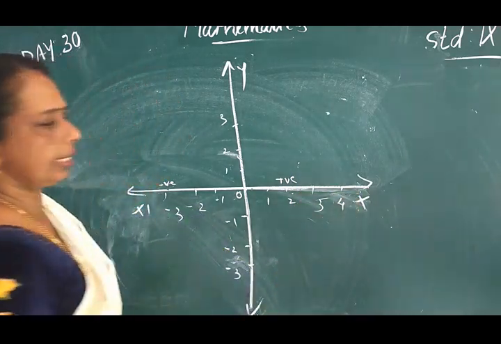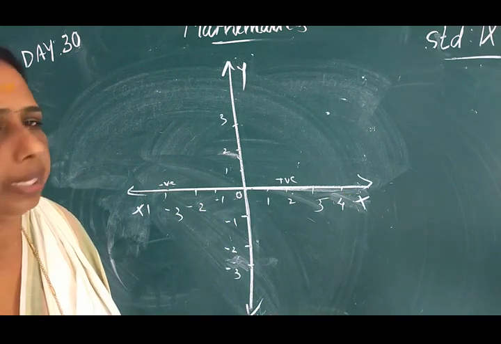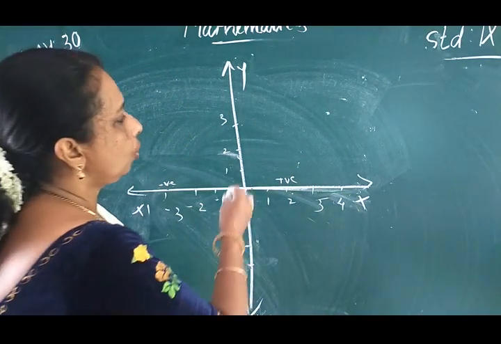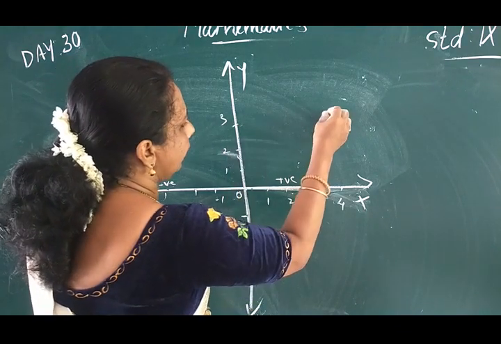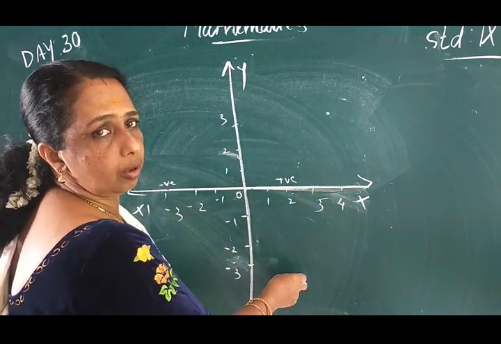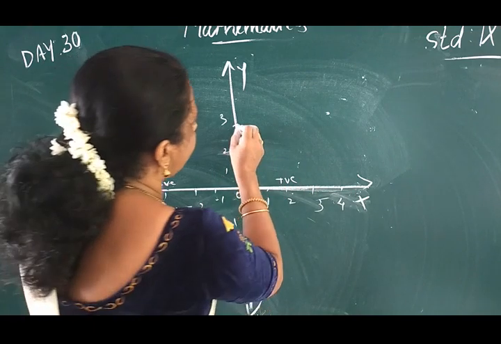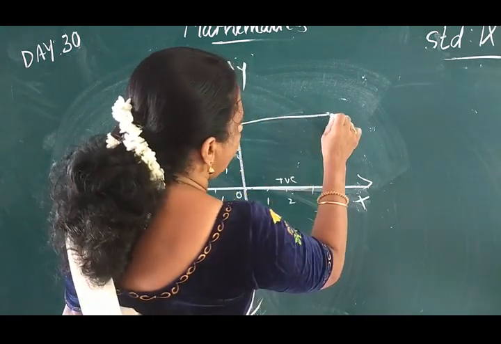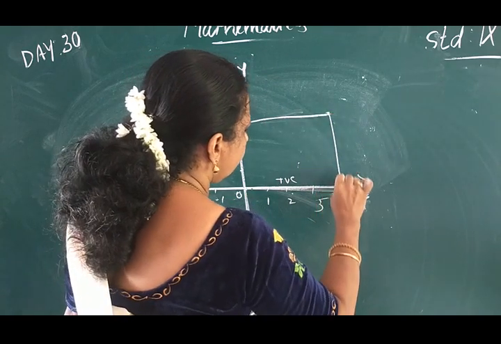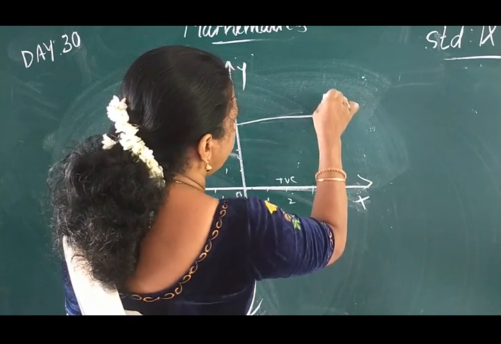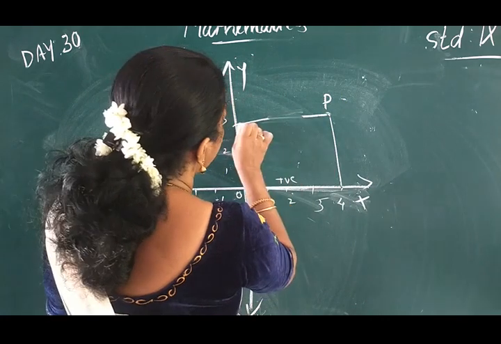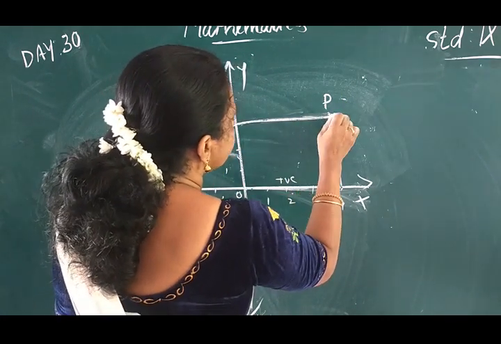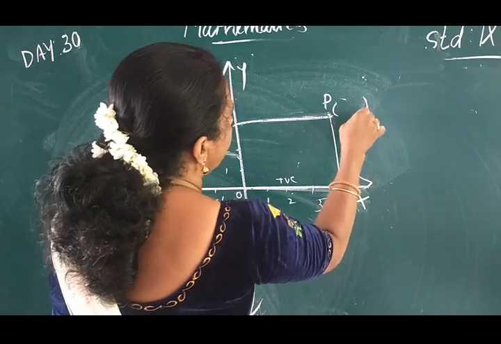In the previous class we already studied how we can locate a point in a position. How? Using two perpendicular lines, one horizontal line and one vertical line, we can locate the position of a point in a plane. Here I am drawing a horizontal line and one vertical line, and at this point I am putting the point P.